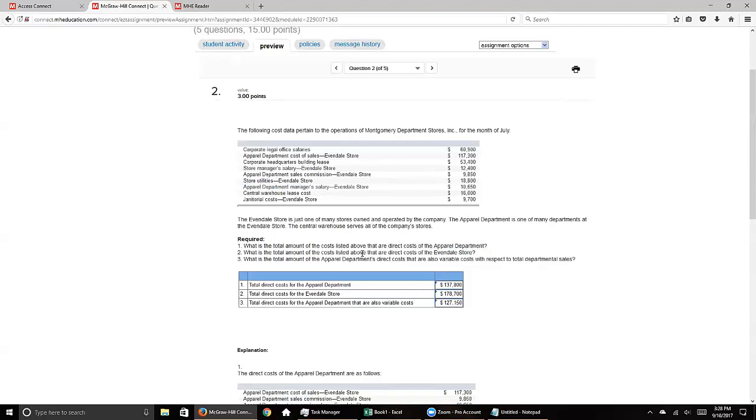Now I can contrast that with costs that are direct to the Evendale store by looking at, for example, the store manager's salary for the Evendale store. That particular cost would be direct with respect to the Evendale store, but not with respect to the apparel department, right? That manager is responsible for apparel and every other department within the store. They didn't tell us much about what else we have, but presumably there are a whole bunch of other departments, maybe home goods and whatever else. Since that manager covers everything, his or her salary is direct to the Evendale store, but not direct with respect to any particular department.